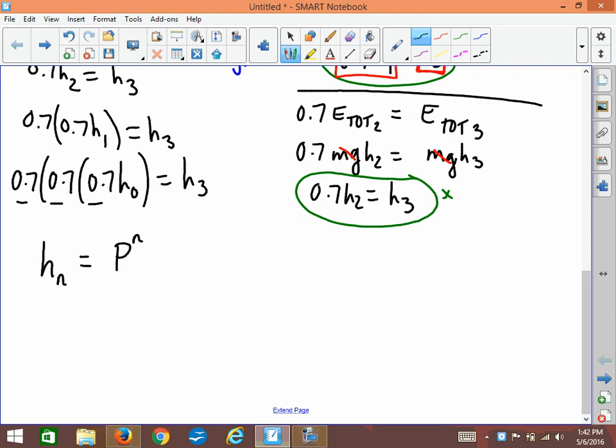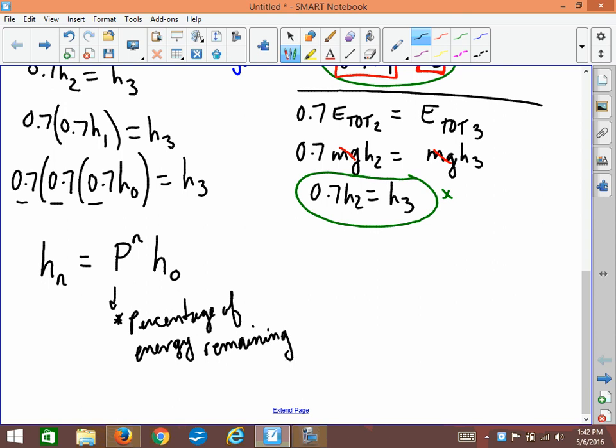It's like an exponent, right? 0.7 cubed is what we actually have of each original. It's important, though, that you realize that this little p stands for the percentage of energy remaining in the ball, not the percentage of energy lost by the ball. And I'll show you an example in a minute that will clarify that.